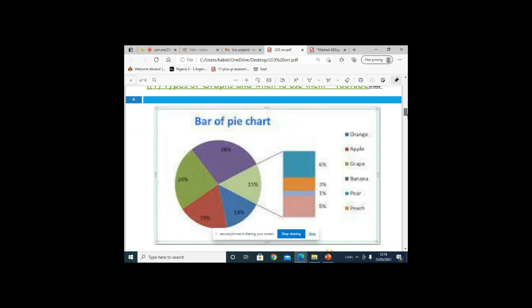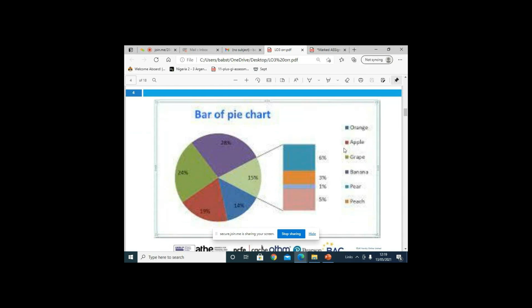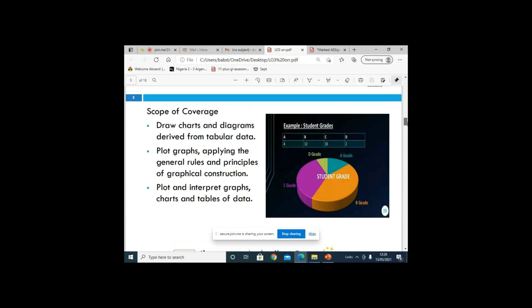So we have types of graphs. You can watch these videos when you display types of graphs. So we have the bar chart and the pie chart. The pie chart is represented in slices. So this is a pie chart. Sorry for the blurry image, but when you have this copy, you will see it properly. So you see the orange there. In pie charts, they represent them in slices. I'm going to go into more detail about pie charts. Just hold on.